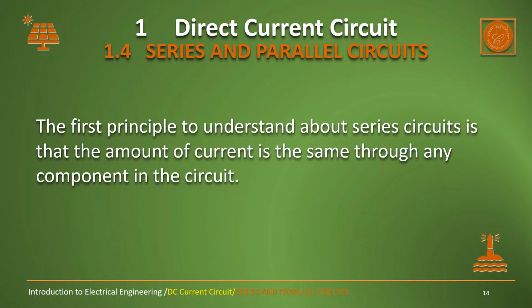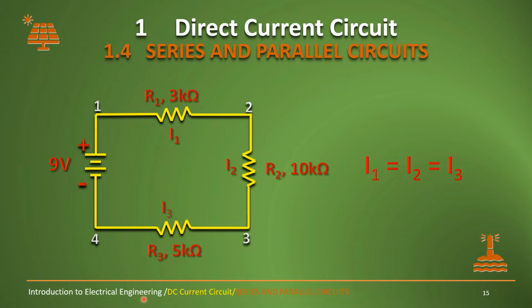The first principle to understand about series circuits is that the amount of current is the same through any component in the circuit. You must remember this principle if you want to do electrical work in the future. This principle you must remember and understand. The first principle is that the amount of current in this circuit is the same everywhere. It means I1, I2, I3 are all the same: I1 equals I2 equals I3.